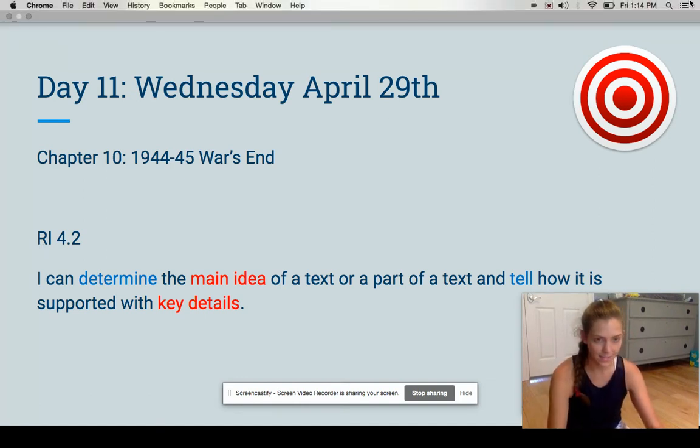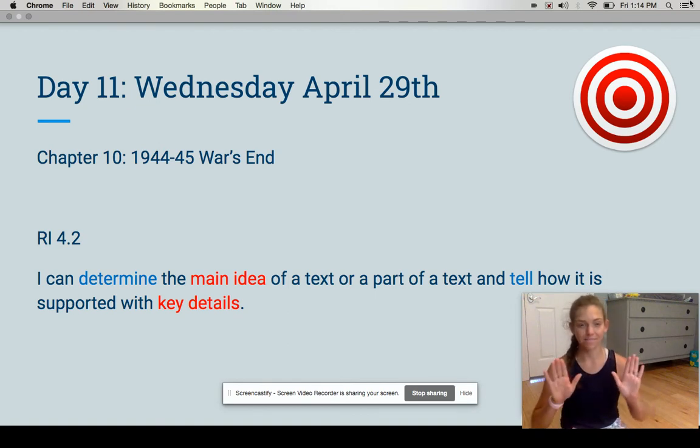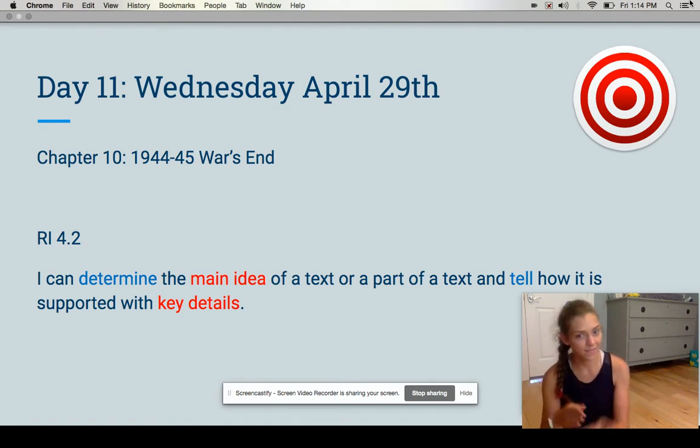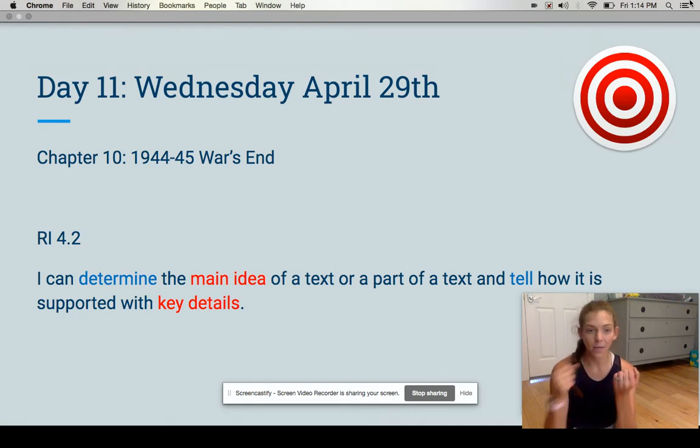All right. So our I can statement is I can determine the main idea of a text or a part of a text and tell how it is supported with key details. All right, ready? Mirrors on. I can determine the main idea of a text or a part of a text and tell how it is supported with key details. Mirrors off. All right, so let's talk about some of those important words.